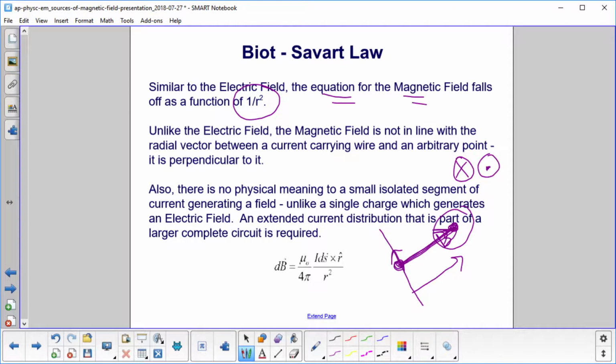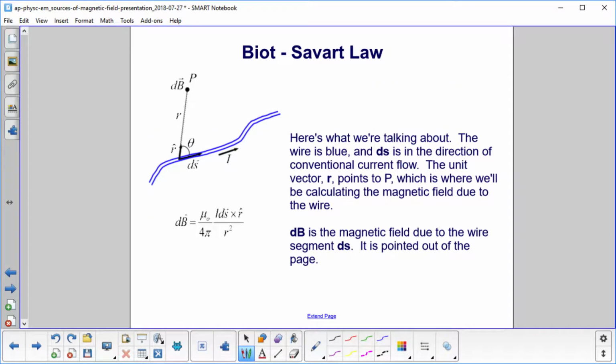Quite different. And there's no physical meaning to a small isolated segment of the current generating a field, even though we show that, that's for math purposes. An extended current distribution that is part of a larger complete circuit is required. Pictures and equations are many times better than words, especially in physics. So let's show what we're talking about.